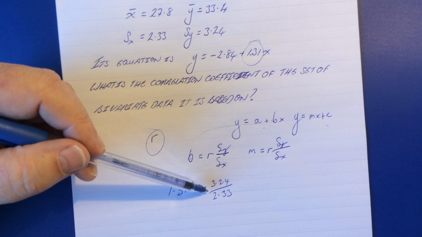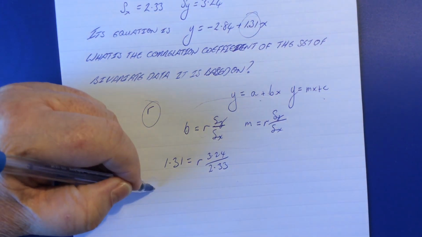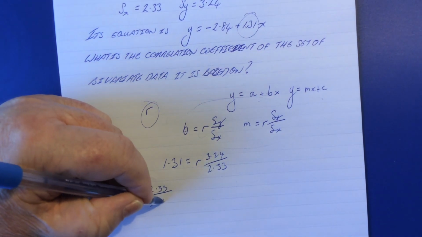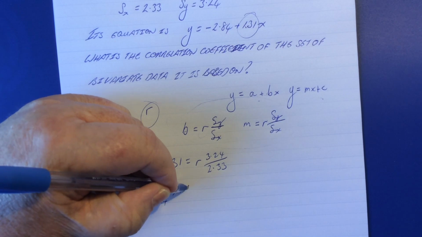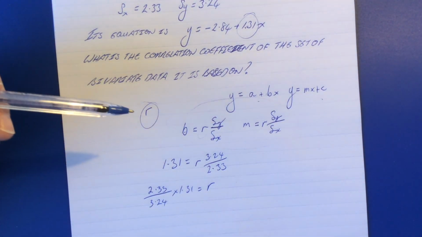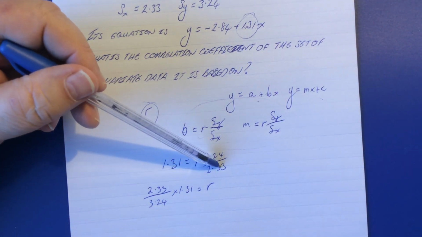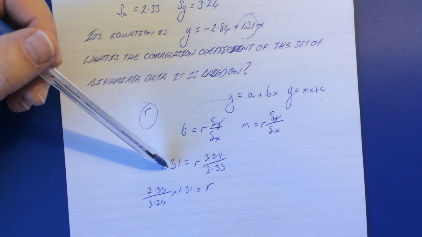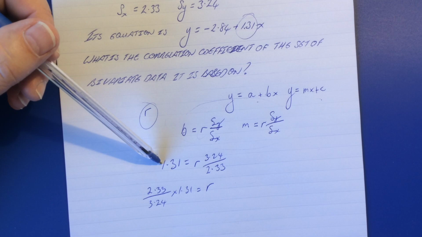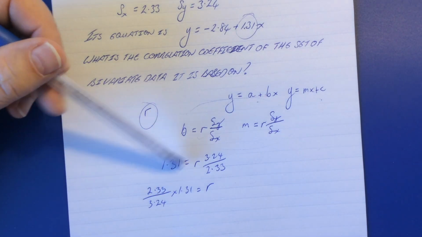Well, there's a short answer and there's a long answer. I'll do the short answer first. 2.33 over 3.24 times 1.31 equals r. Now, I'm going to explain that, which is the long answer. The 2.33 here is dividing. So on this side of the equation, we make it multiply. So that means that it would go at the top of a fraction.